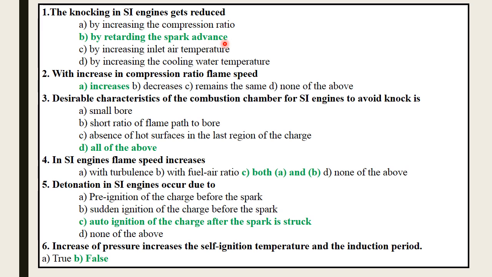The explanation behind this is that if we advance the spark, the burning gas is compressed by the rising piston, and therefore both temperature and pressure are increased, and thus the tendency to knock increases with advanced spark timing and decreases with retarded spark timing. So by increasing the spark advance, the pressure on the piston as well as the temperature increase, and the tendency to knock increases. So the correct option is by retarding the spark advance, the knocking tendency is reduced.